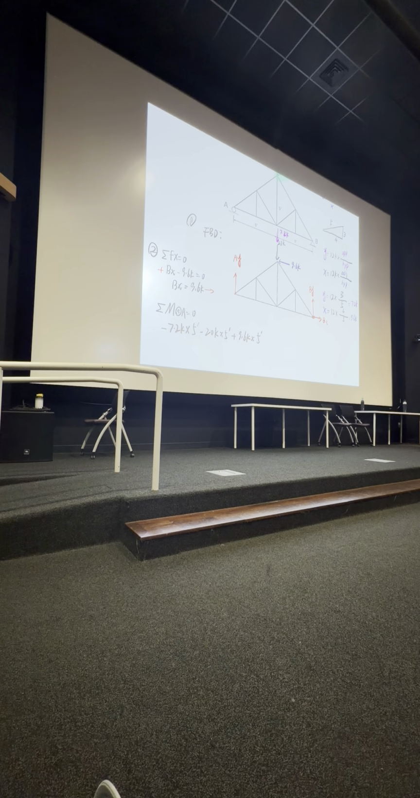And then, what do we have here? We have this By. Which direction will this By rotate around point A? Counterclockwise, right? So it's positive By multiplied by the distance, which is 5 feet plus 5 feet, which is 10 feet.